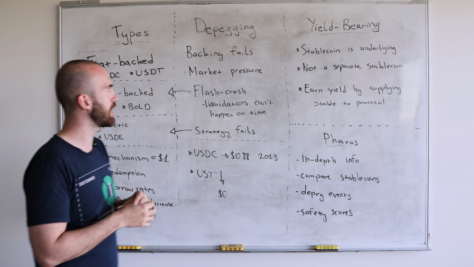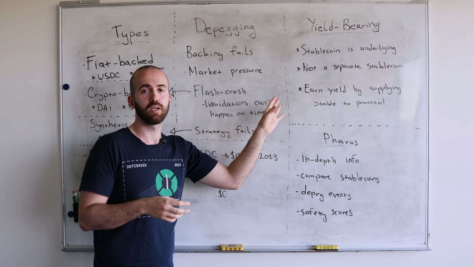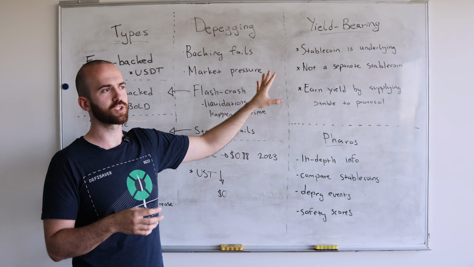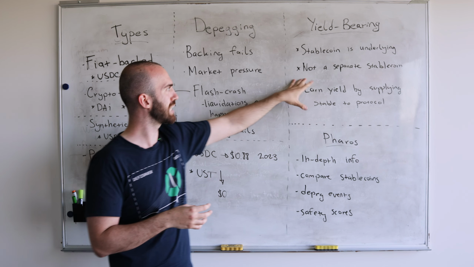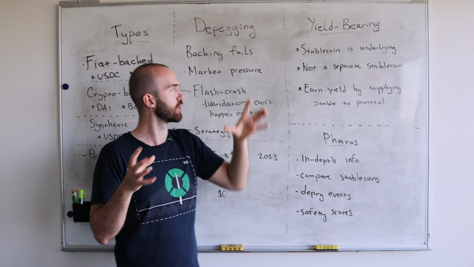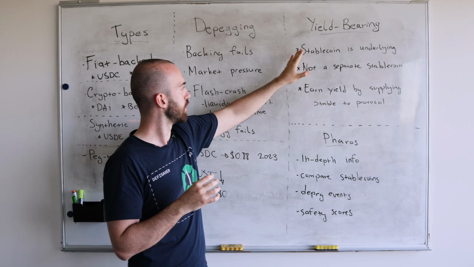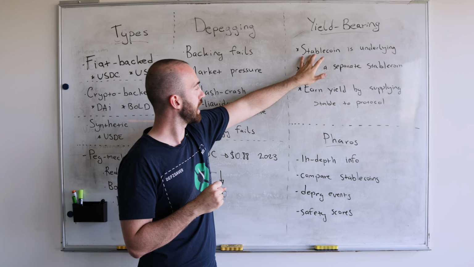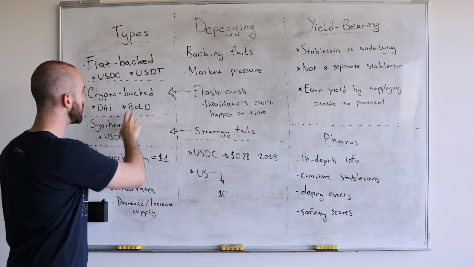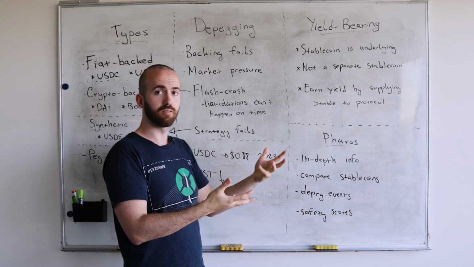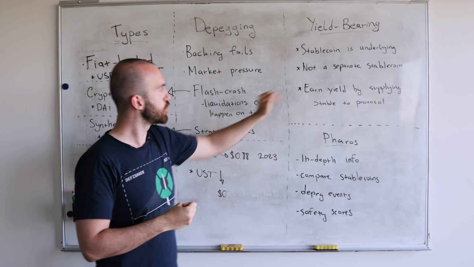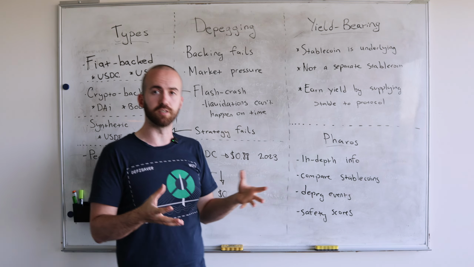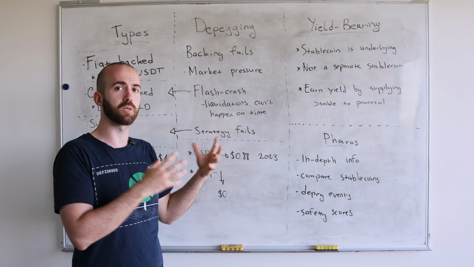And next up, I want to cover yield-bearing stablecoins. Why do I mention these? Just because I want to reiterate that these are not separate stablecoins. These are stablecoins that earn yield, where a regular stablecoin like USDe is supplied, it's staked to a protocol, and then it earns yield. So that's something to keep in mind.